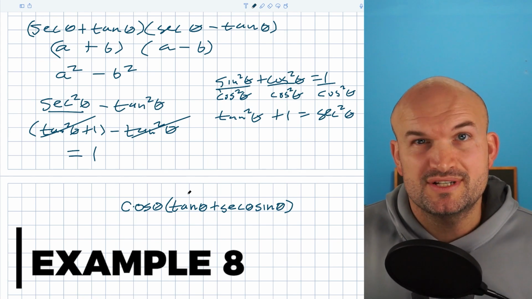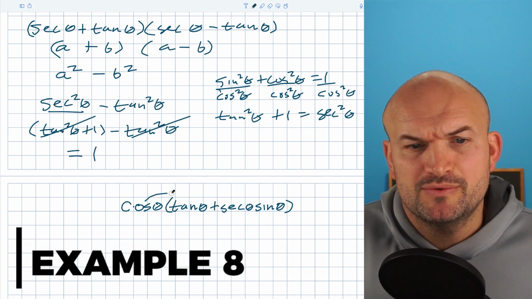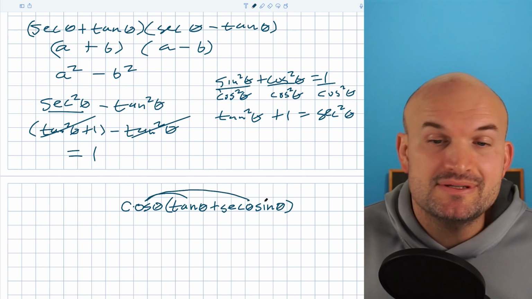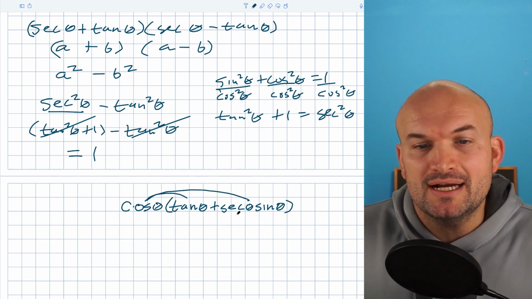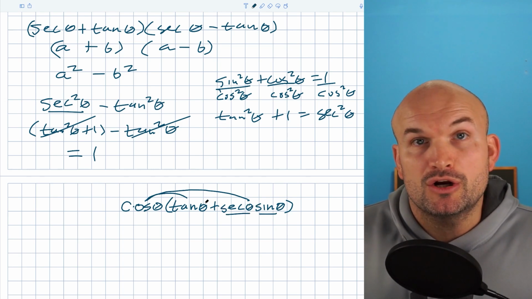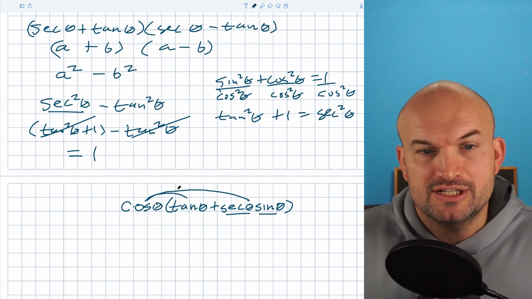All right, in this final example, we're just going to apply the distributive property. We're just going to make sure we distribute the cosine of theta times the tangent of theta, and then we're going to multiply the cosine of theta times the expression secant of theta sine of theta. But we're not going to multiply it to both of these because these are separated by multiplication. So you can only distribute across addition and subtraction with the distributive property here.